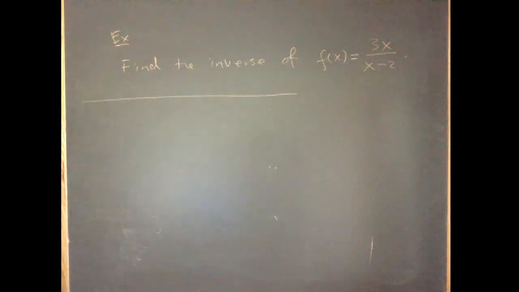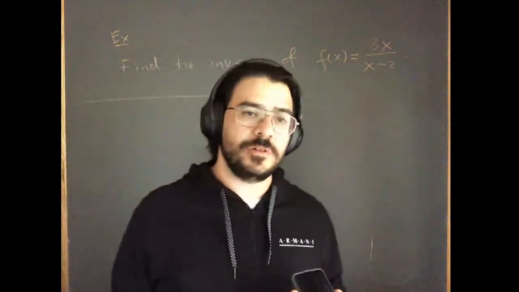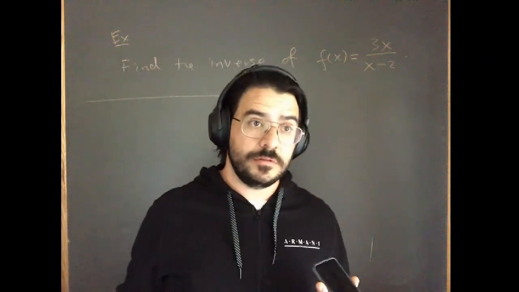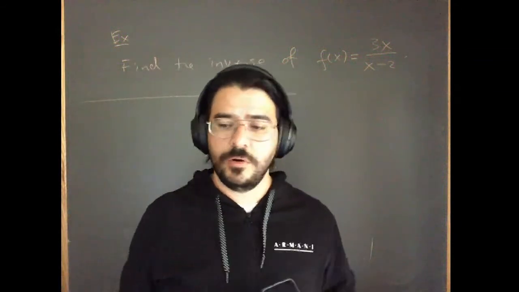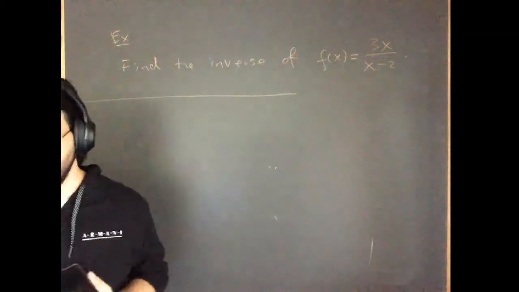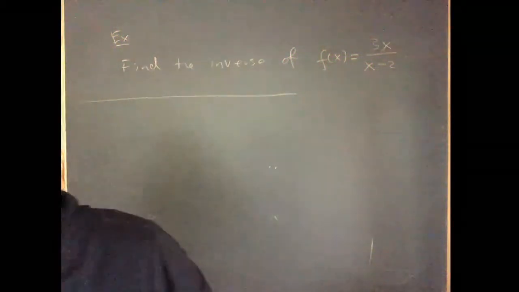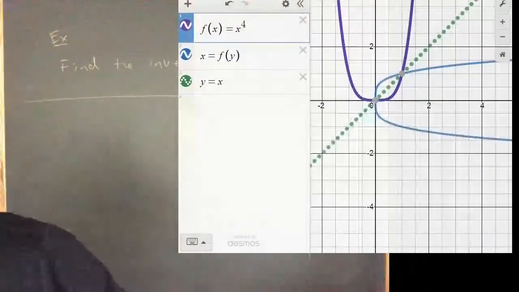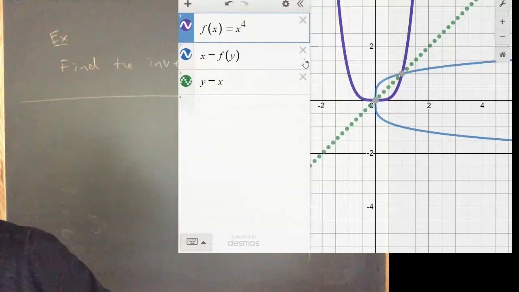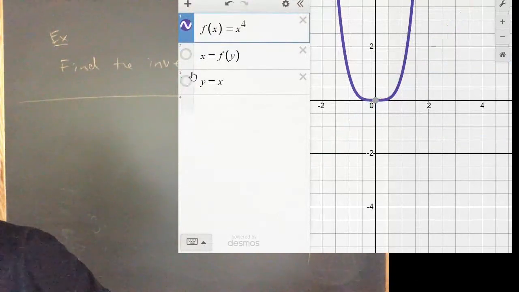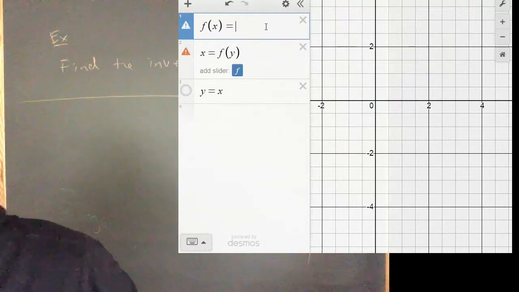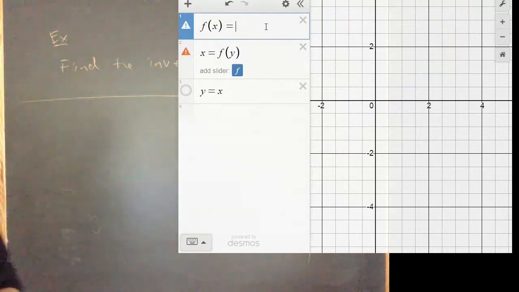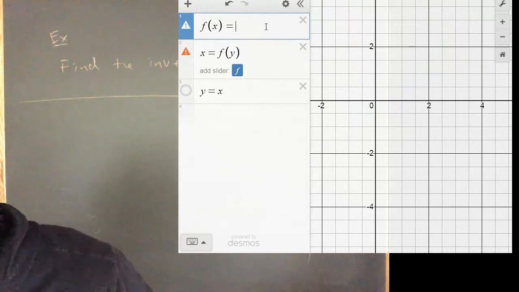And if you weren't sure about the one-to-one, the only tool we have is the horizontal line test. So you would graph this somewhere like Desmos and then recognize that this thing passes the horizontal line test. So maybe we should do that first, so we can see what the graph actually looks like. So we said 3x over x minus 2.